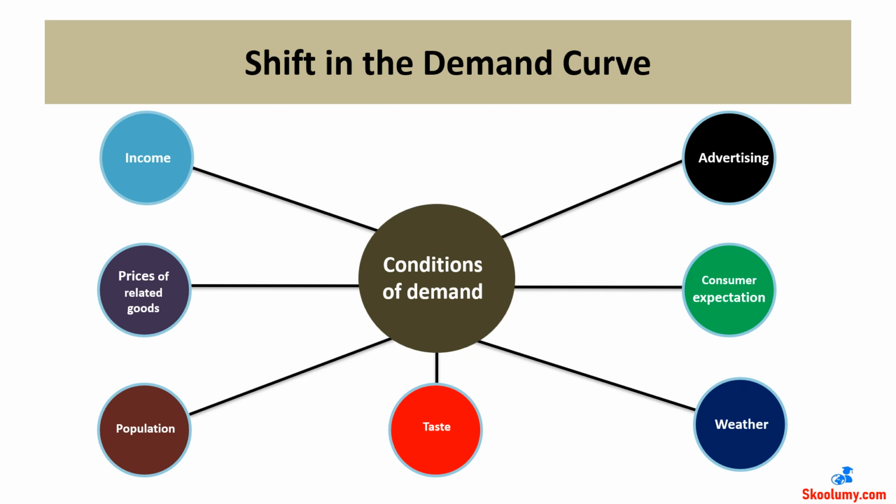The next factor we are considering is weather. Weather affects the demand for some products. For example, more winter jackets are demanded when the weather is cold. When the weather is hot, people buy more ice cream and cold drinks.